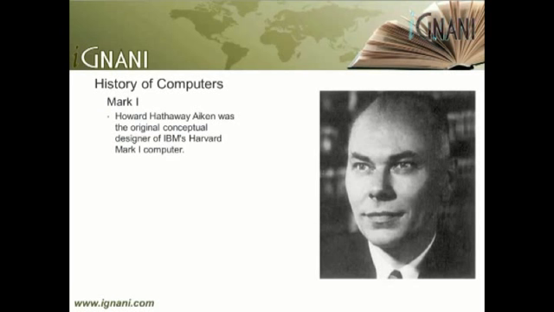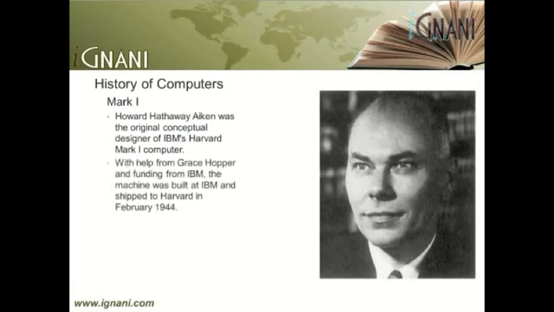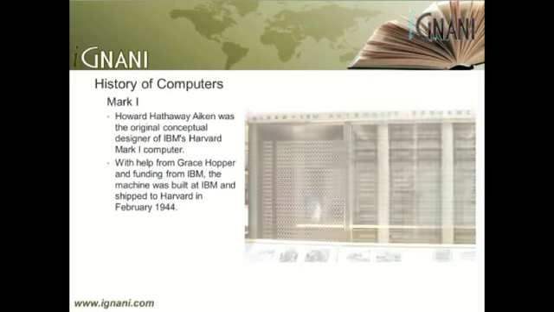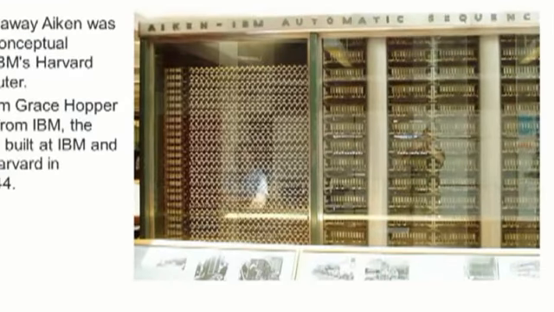This computer was originally called the Automatic Sequence Controlled Calculator, ASCC, and later renamed Harvard Mark I. With help from Grace Hopper and funding from IBM, the machine was built at IBM and shipped to Harvard in February 1944. It began computations for the U.S. Navy Bureau of Ships in May and was officially presented to the university on August 7, 1944. This picture shows the left side of the Harvard IBM Mark I computer. This machine is in the Cabot Science Building at Harvard University in Cambridge, Massachusetts.